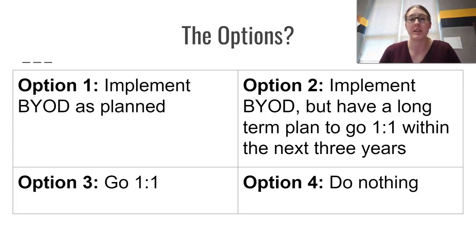I am very curious to know exactly how many devices we have, because then I have option 3, which is the option to go one-to-one. And whether or not I would do this would depend on what our current technology actually is. Are we talking that we have 50% of the devices we need to go one-to-one, 25% or less? That would make a difference to me. And then option 4, of course, is the do nothing option, which we'll talk about a little bit later here.